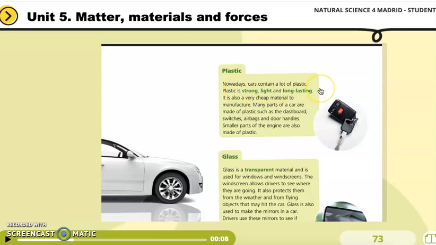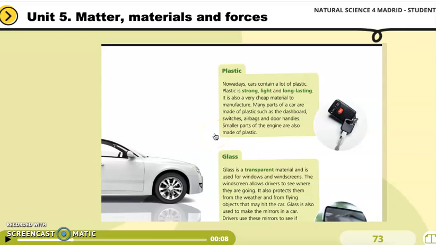Ready, set. Nowadays, cars contain a lot of plastic. Plastic is strong, light, and long lasting. It is also a very cheap material to manufacture. Many parts of a car are made of plastic, such as the dashboard, switches, airbags, and door handles. Smaller parts of the engine are also made of plastic.